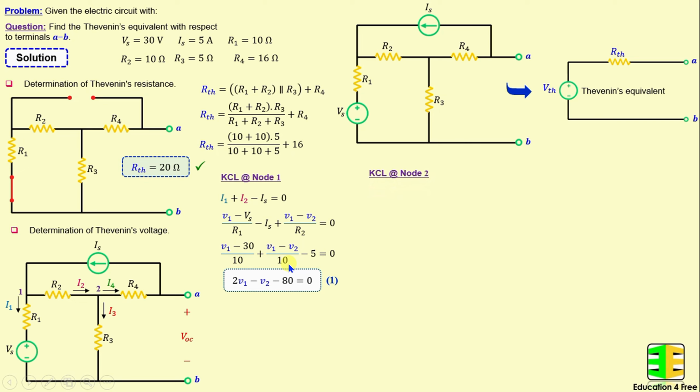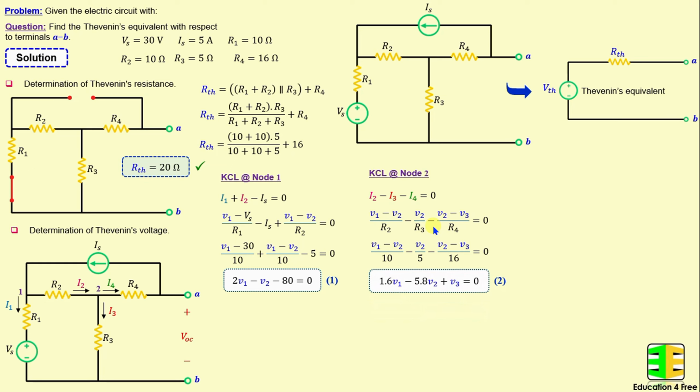Now by applying Kirchhoff's current law at node 2, we can write I2 minus I3 minus I4 is equal to 0. And according to Ohm's law, I2 is equal to (V1 minus V2) over R2 and I3 is V2 over R3 and I4 is (V2 minus V3) over R4. And if we replace the resistors with their numerical values and we continue simplifying this equation, we obtain 1.6 times V1 minus 5.8 times V2 plus V3 is equal to 0.